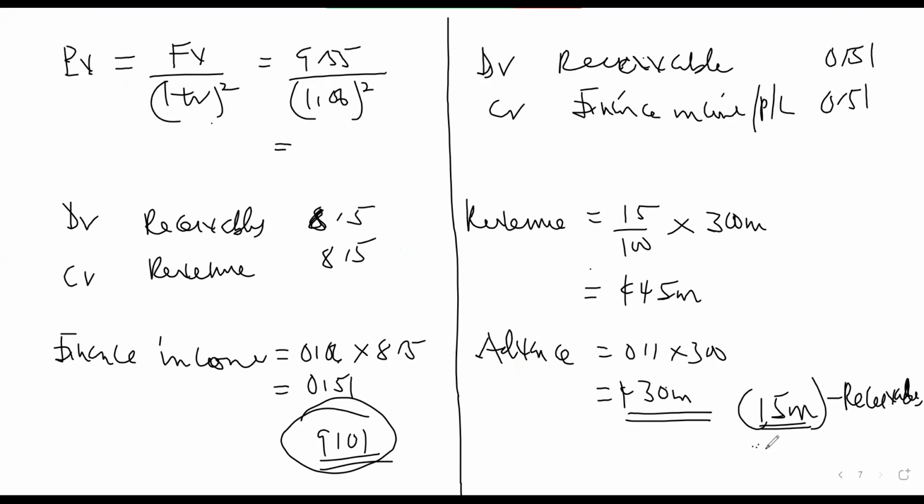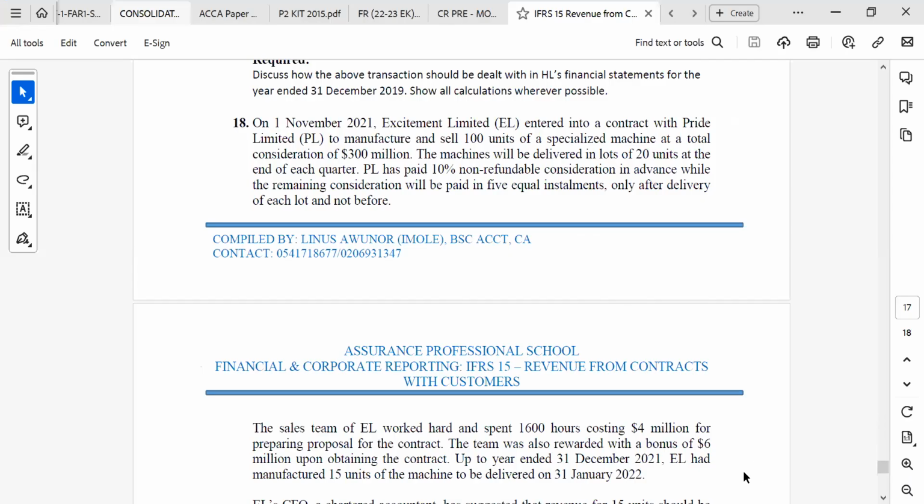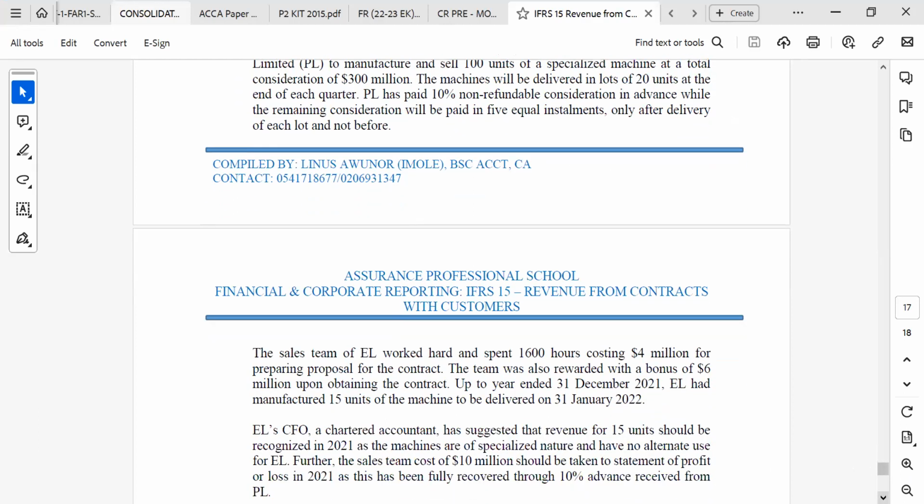Let's now come to the suggestions that that particular person has made as a result of the machines being specialized in nature. Since the revenue will be recognized based on the level of completion, we have completed 15. Recognize the revenue on the 15.